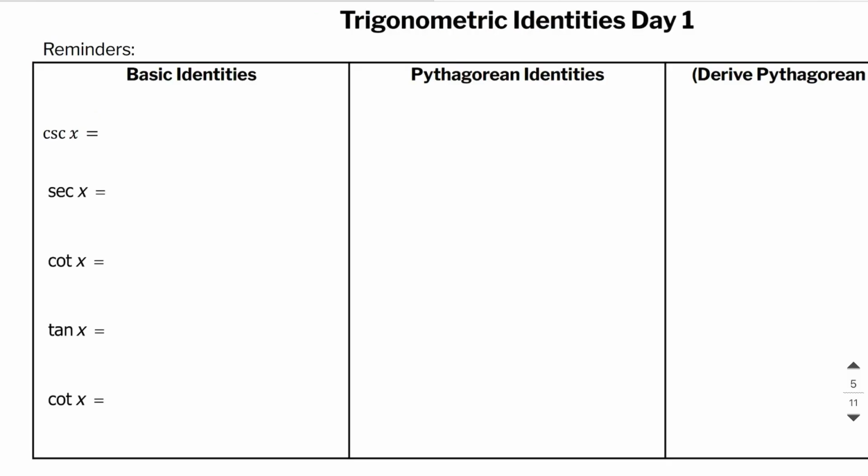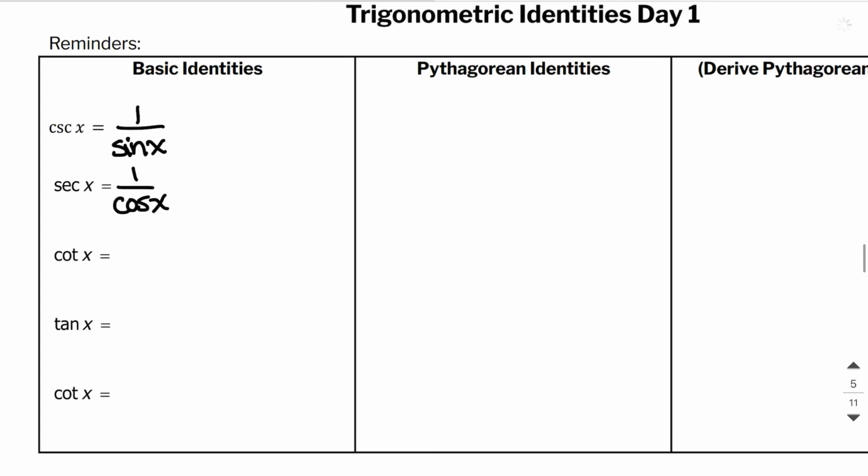Okay, so let's make a list of some basic identities. Cosecant of x is going to be the reciprocal of sine. Because it's the reciprocal of sine, it's 1 over sine of x. The secant of x is the reciprocal of cosine, so this is going to be 1 over cosine of x. The cotangent is the reciprocal of tangent, so this is going to be 1 over tangent of x.